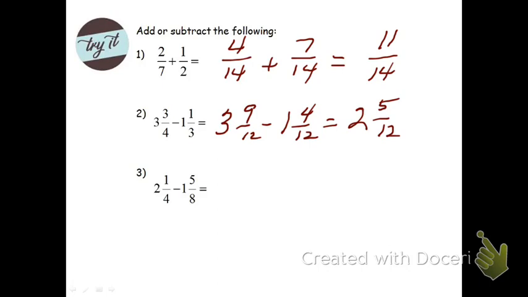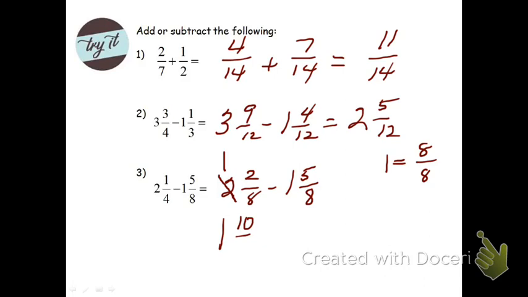And the last one we'll convert to 8s, so that's going to give me 2 and 2/8, take away 1 and 5/8. Alright, so here's my problem. I can't subtract 5/8 from 2/8, so I'm going to borrow 1 from the 2. And the one I'm borrowing, since I want to add it to 2/8, is in the form of 8/8. So now I have 1 and 10/8.